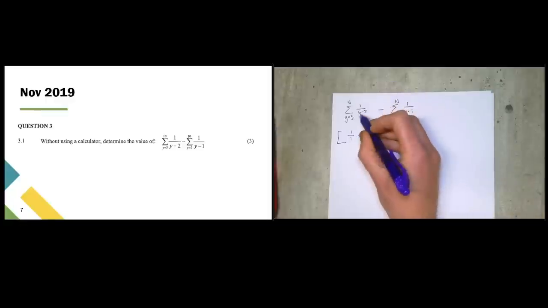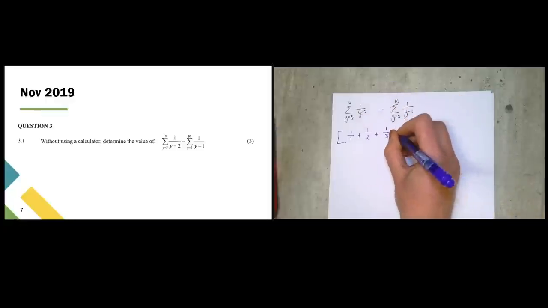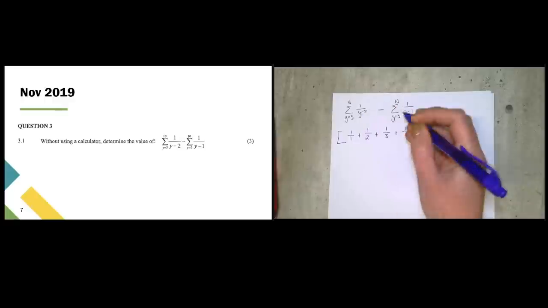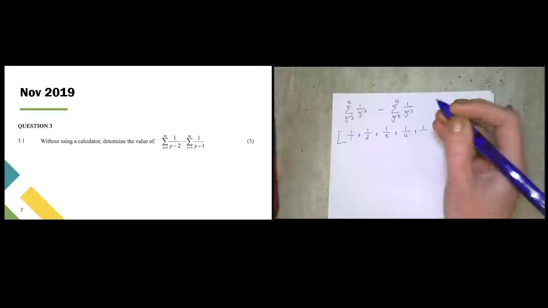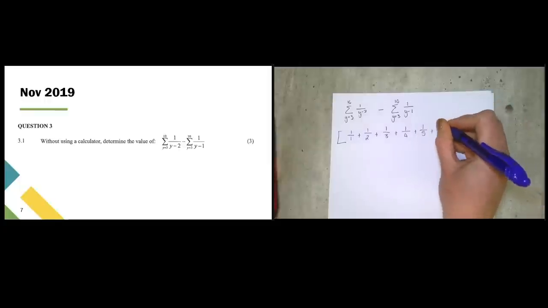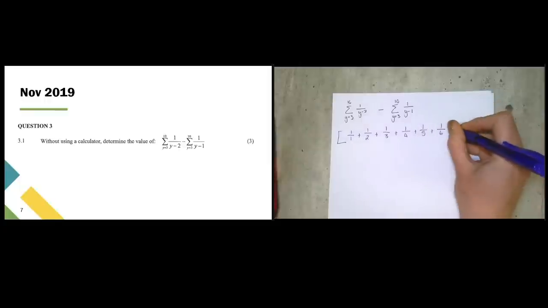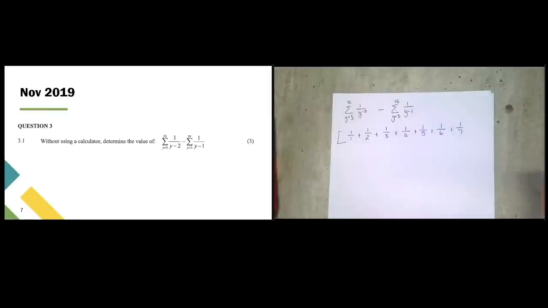1 over 5 minus 2 is 3. 1 over 6 minus 2 is 4. 1 over 7 minus 2 is 5. 1 over 8 minus 2 is 6. 1 over 9 minus 2 is 7, and the last one I'm subbing in is 10. 1 over 10 minus 2 is 8.